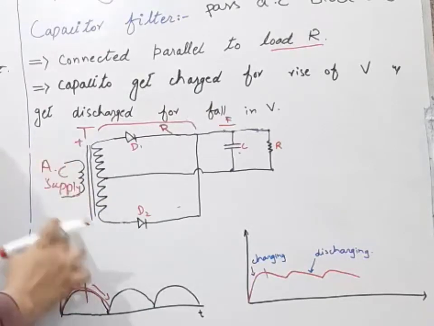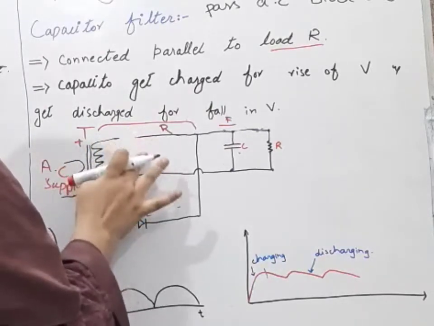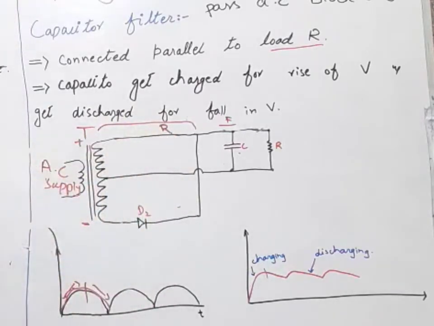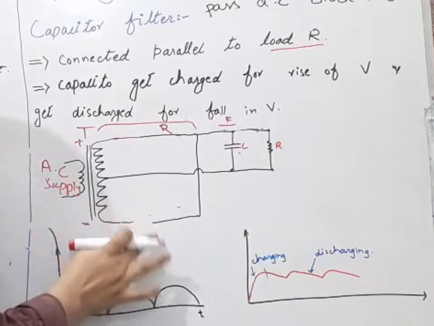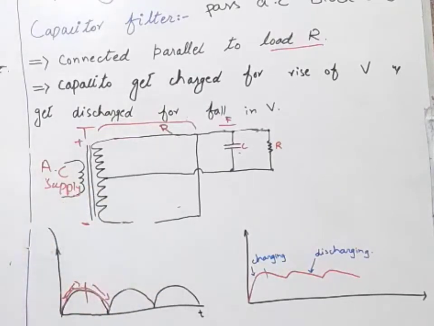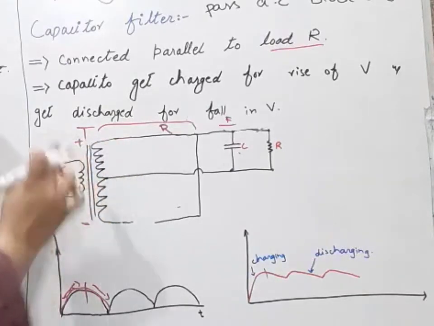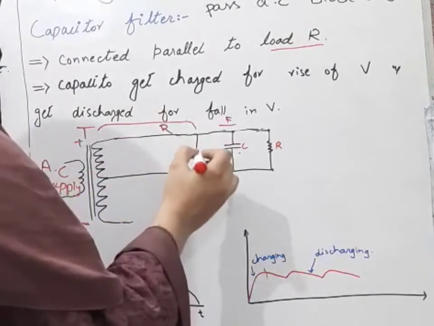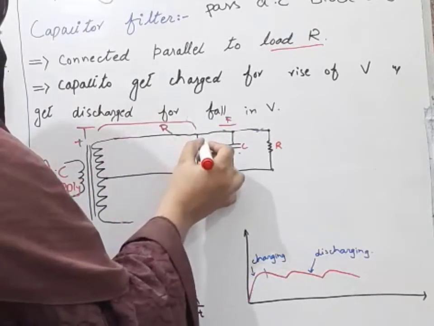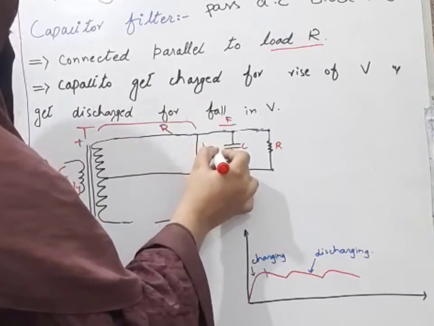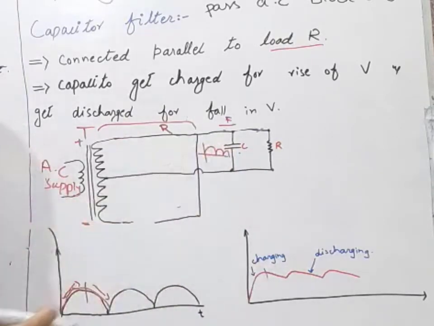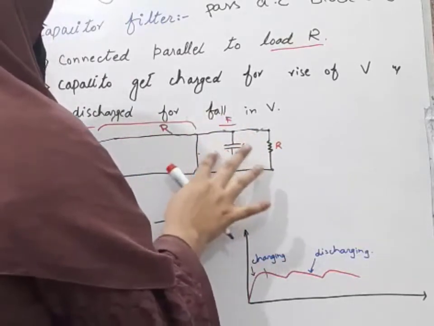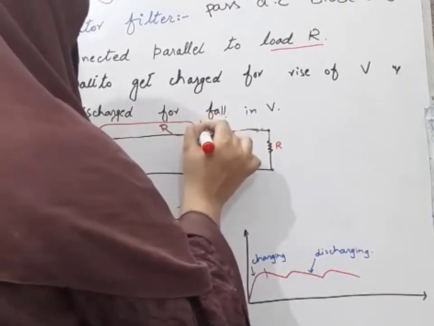When positive here and negative here, our diode D1 will be forward biased and it will act as a closed circuit. Our diode D2 will be reverse biased and it will act as an open circuit, because here P is connected to positive and here P is connected to negative. So we will get our rectified output here, in the form like this, and this rectified output will pass to the capacitor. We will get our output here.